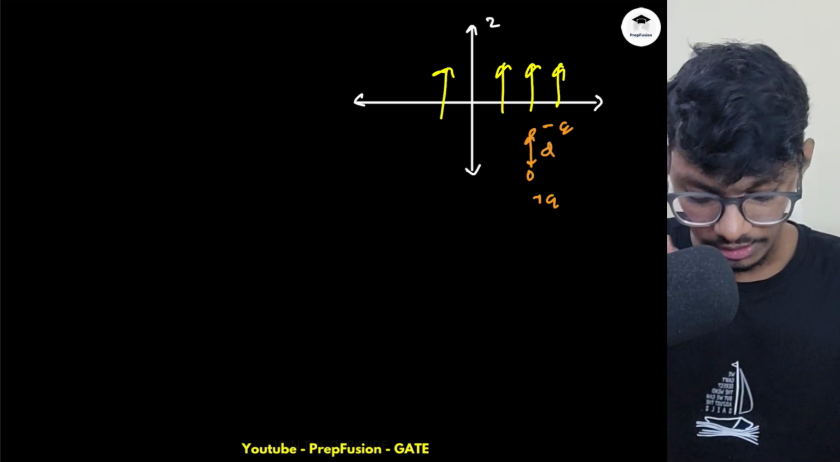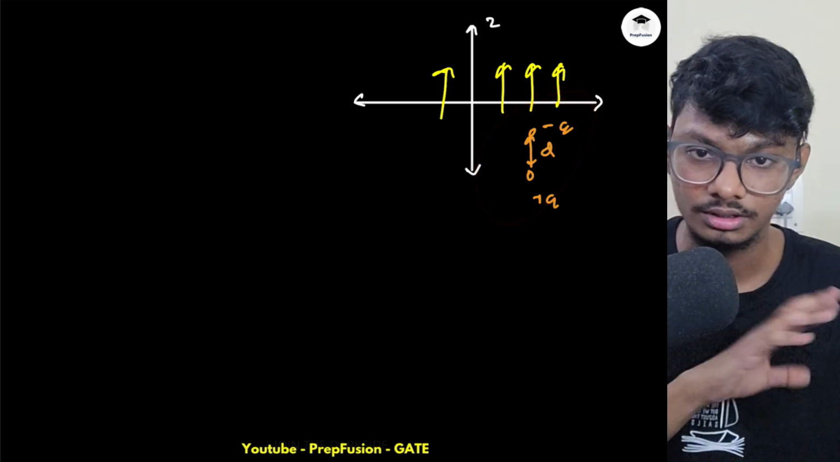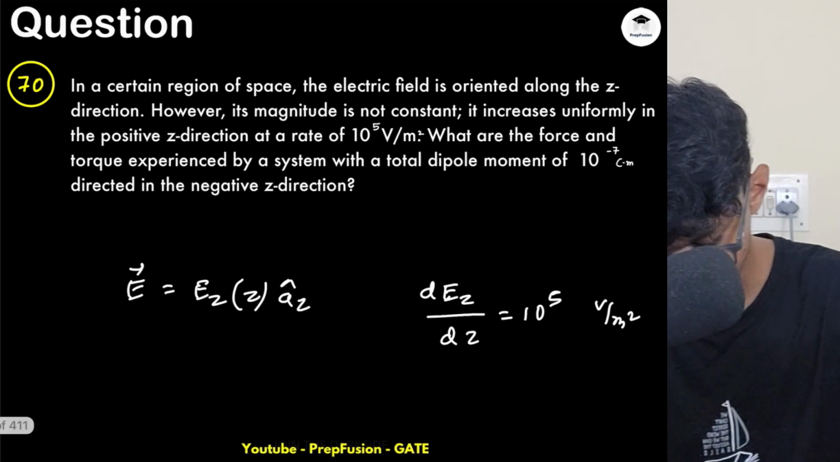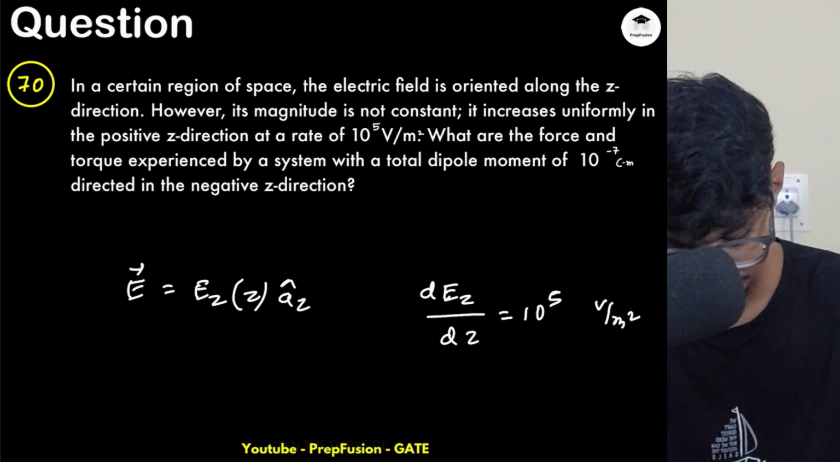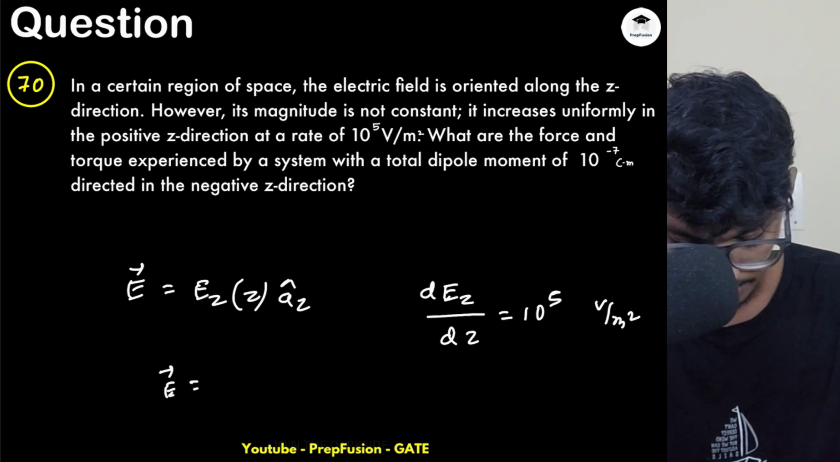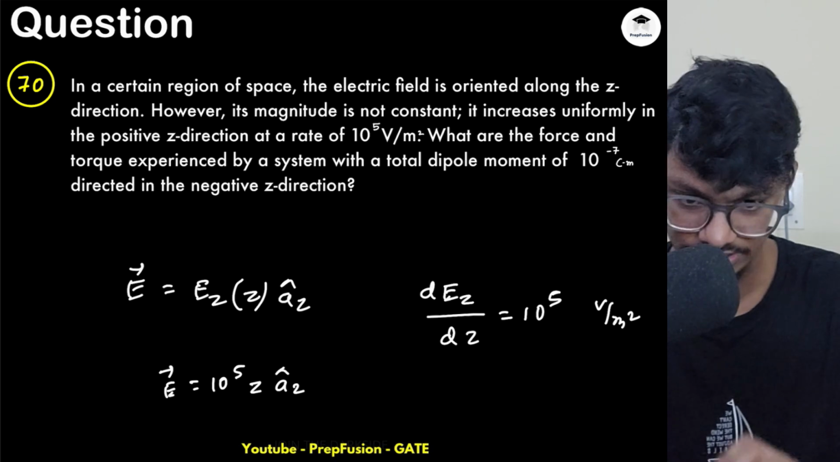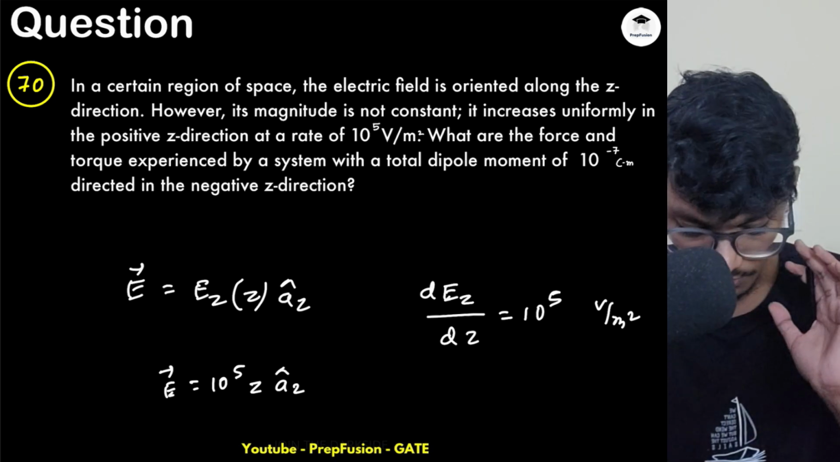But I know the electric field will be what? If I just derive this expression, the electric field will be 10 raised to power 5 z, along a z cap, correct? So this will be the electric field.